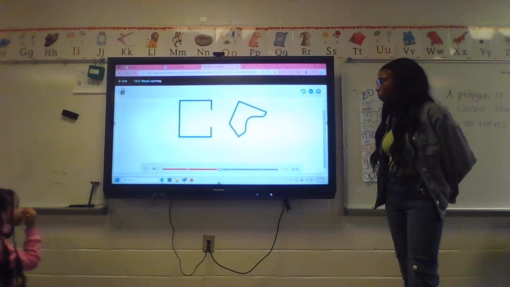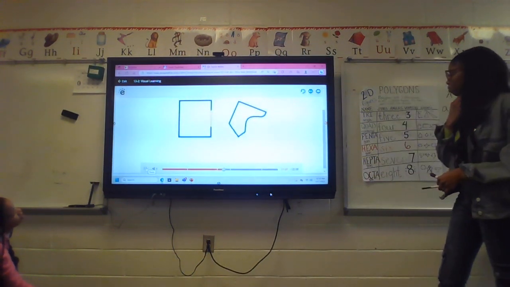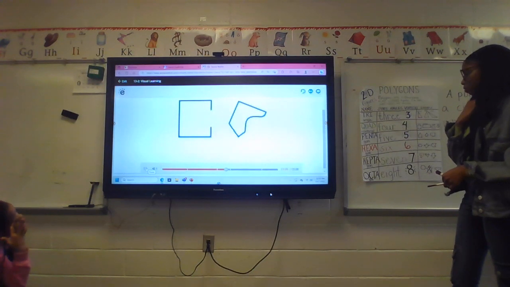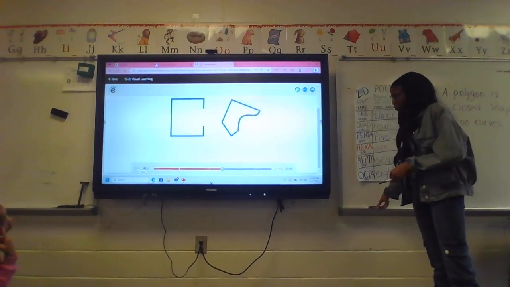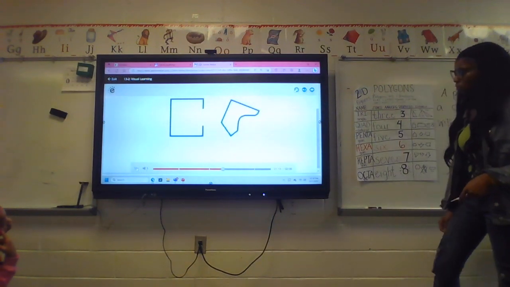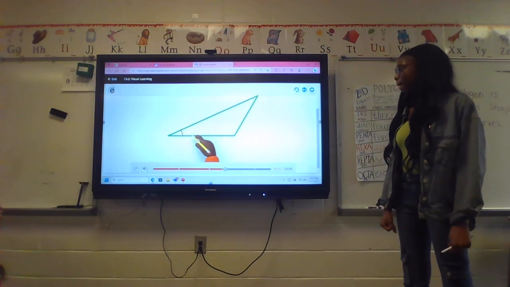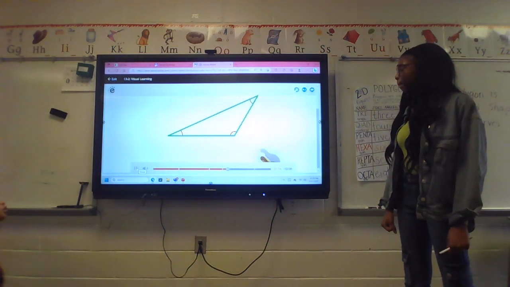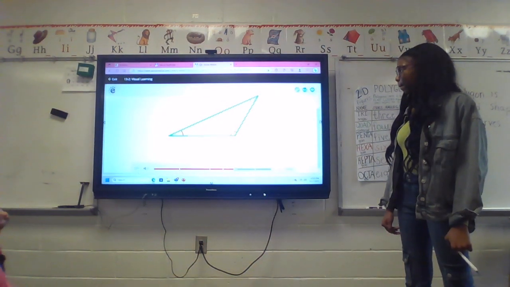The shape on the left is not a polygon because it is not a closed shape. The shape on the right is not a polygon because one side is curved. Polygons have angles. They have the same number of angles as sides and vertices. A triangle has 3 angles.